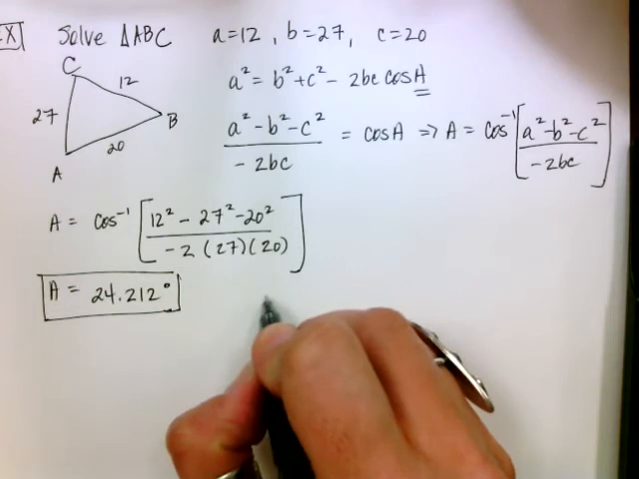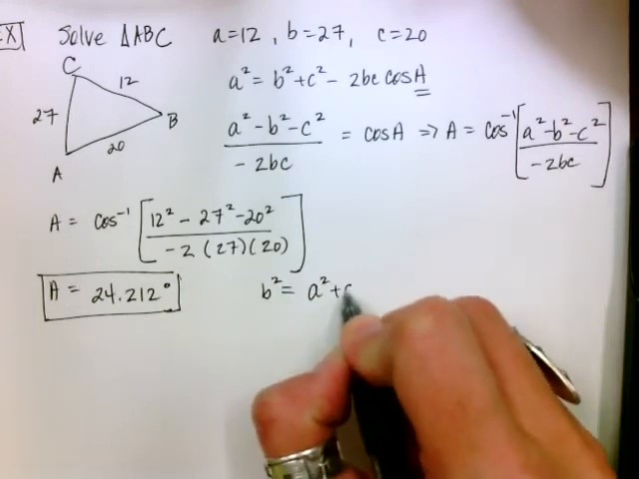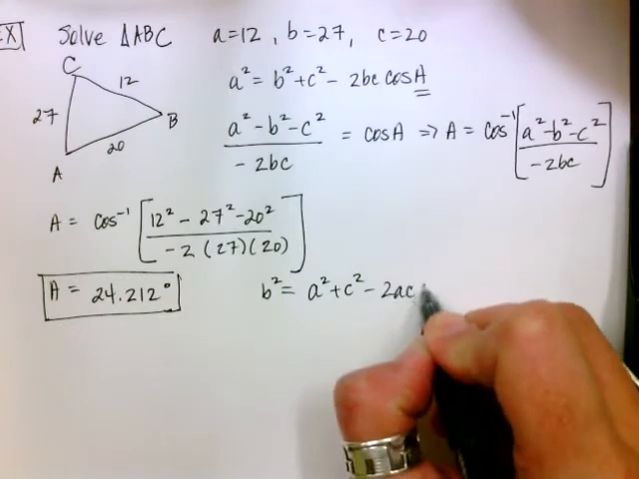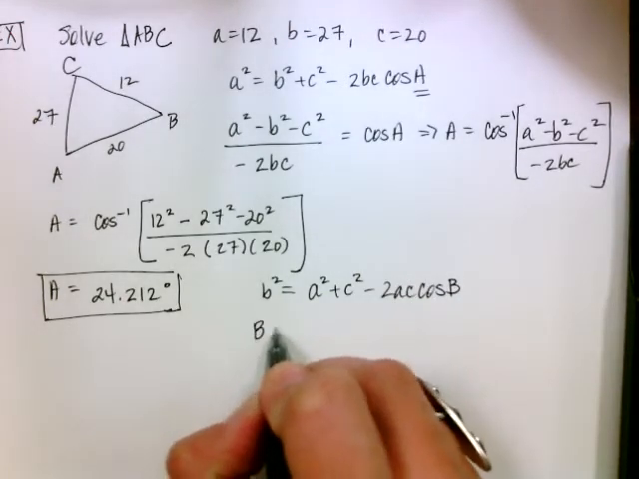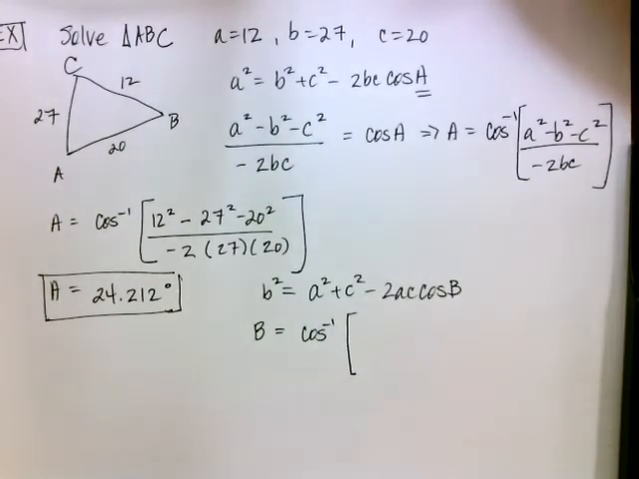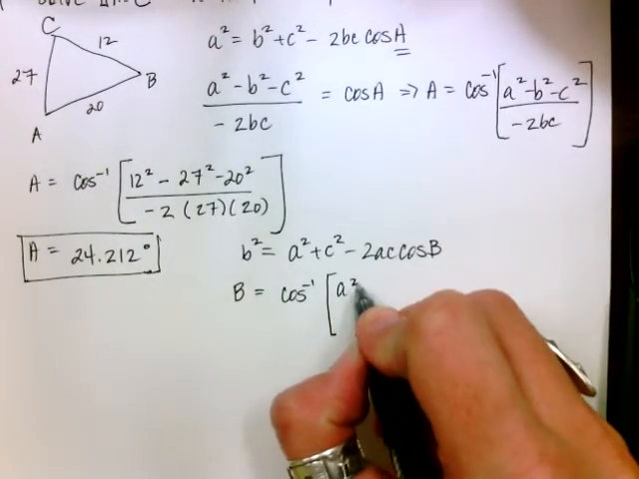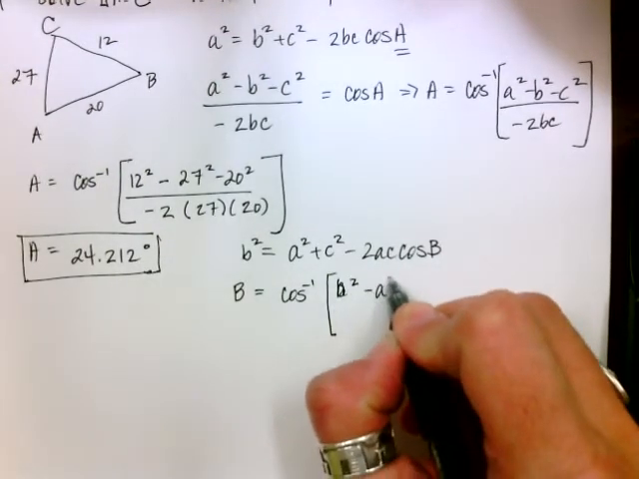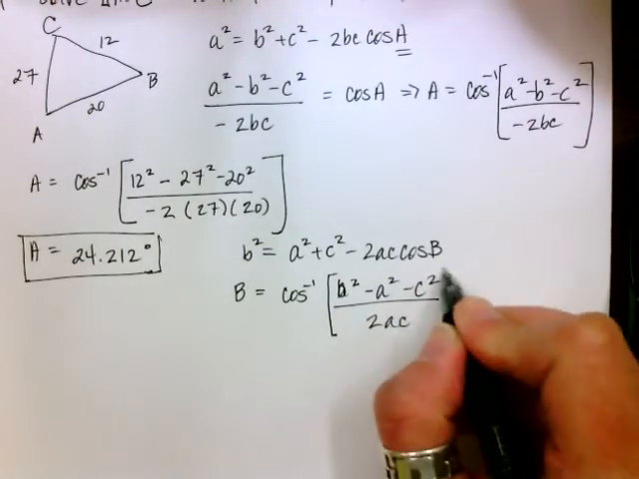So now I'm going to find angle B. So the formula that I'm going to manipulate, b squared is a squared plus c squared minus 2ac cosine b. So I'm going to save a step. I'm going to say b is equal to the inverse cosine because I manipulate all of the equations the same way. So it's going to be b squared minus a squared minus c squared over negative 2ac.